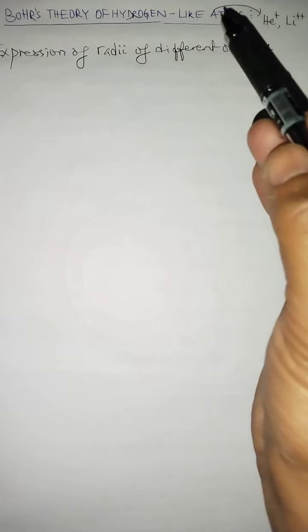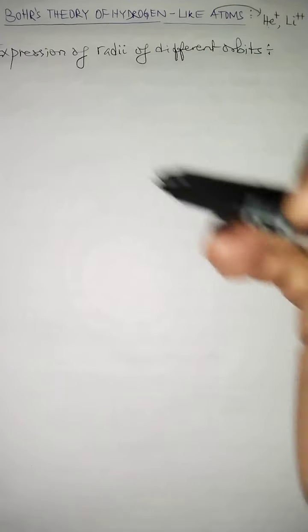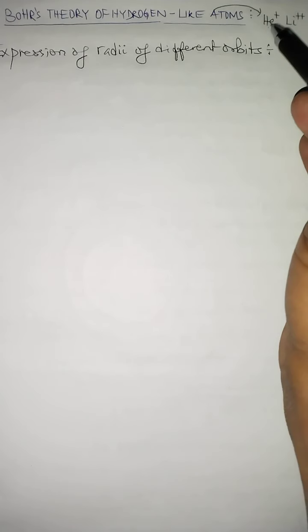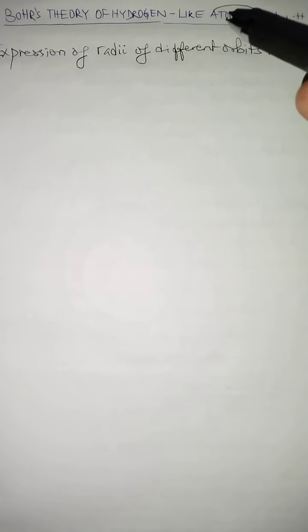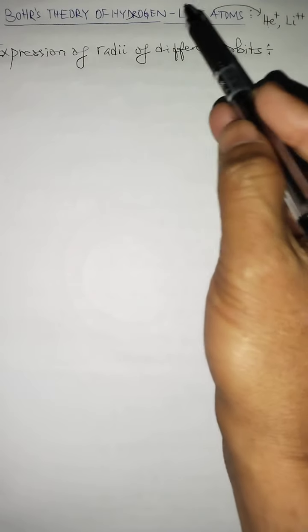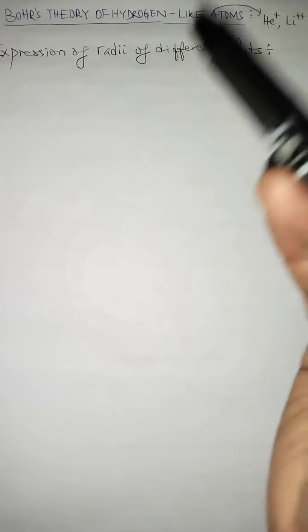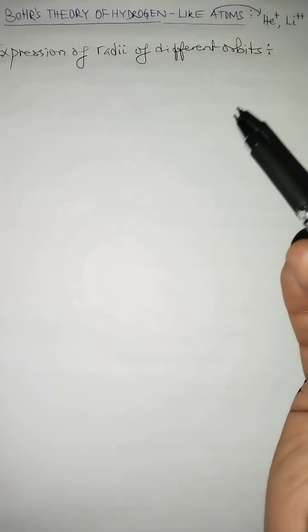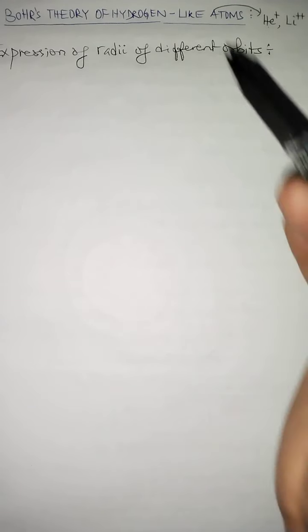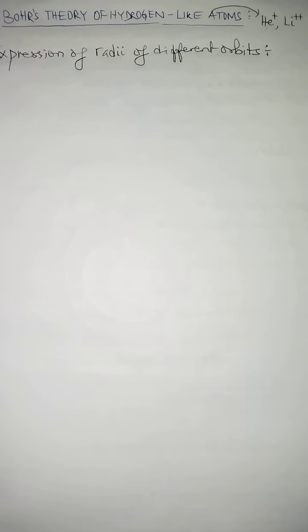That means every hydrogen atom contains only one electron, which revolves around the what? Nucleus. So He plus means only one electron also revolves around the what? Helium nucleus. Li plus plus means only one electron revolves around the what? Lithium nucleus. So such types of atoms are called hydrogen-like atoms. That means this theory, the postulates and the theory proposed by Niels Bohr, is applicable only for hydrogen and hydrogen-like atoms.